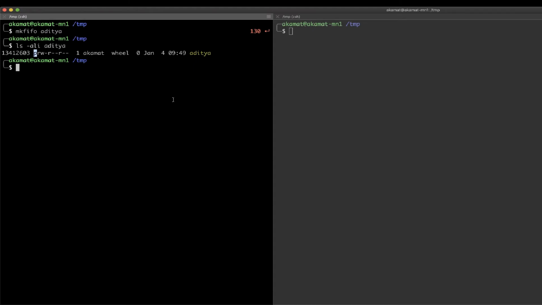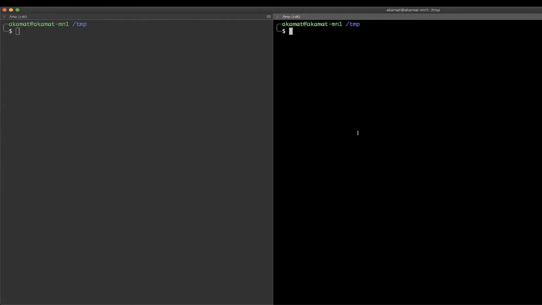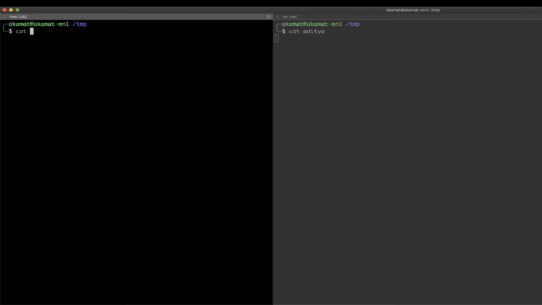Okay, and what is going to happen now is we are going to start writing to it, right? And this is going to be the consumer which is going to read from the named pipe. Okay, so let's see the next process. You're going to input data. So basically cat greater than Aditya means just allow me to put all my standard input into Aditya. So anything that I type now is going to get into Aditya and it is going to reflect on the right terminal, which is the consumer.